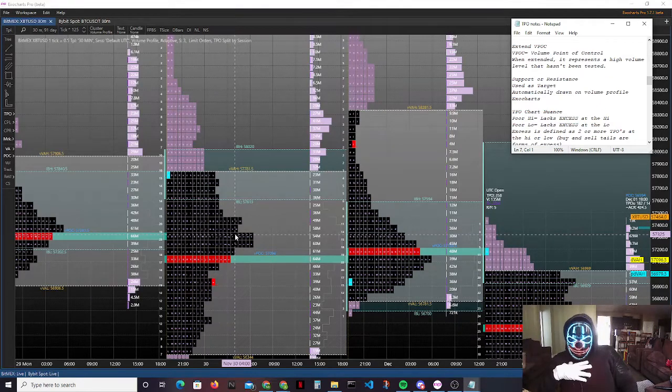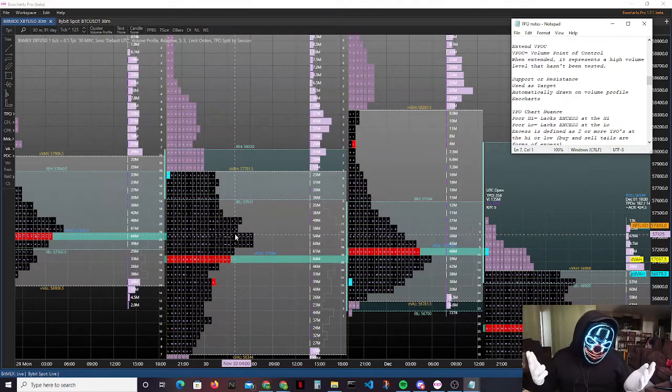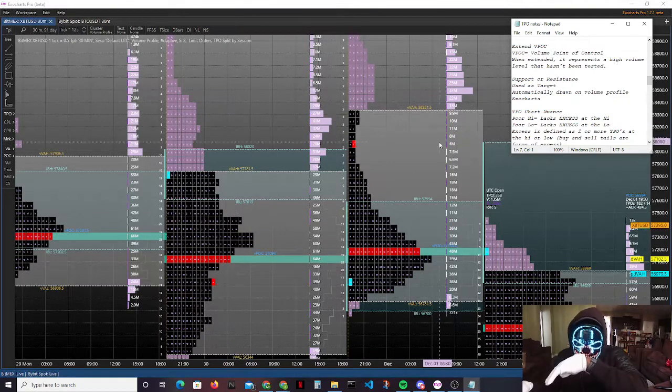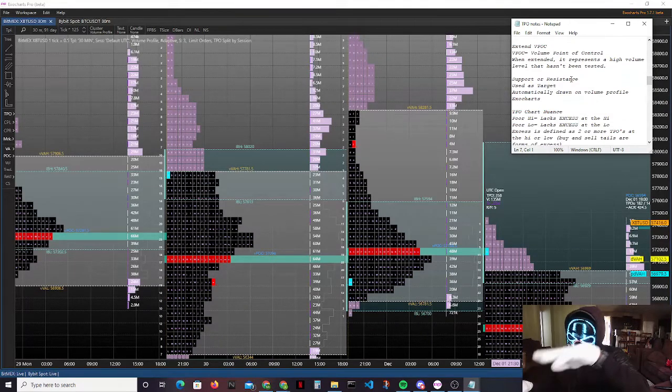For me though, I personally believe more in the volume point of control than the time point of control, just because I like to hop in with everybody. I don't like to just hop in with people for that day. Yeah, I think I explained that pretty well. I'll probably do a separate video on volume point of control and a lot of these terms.